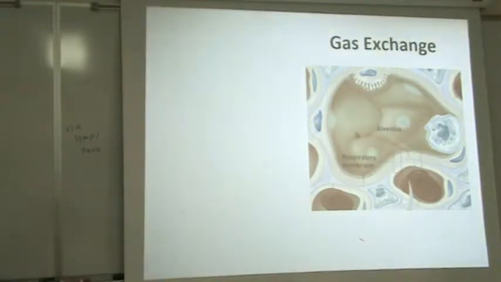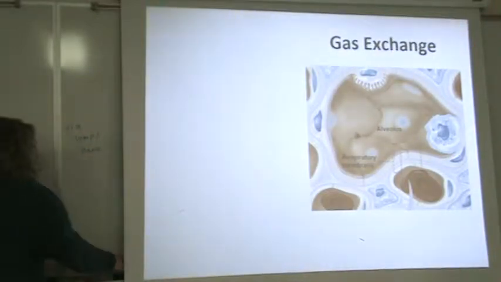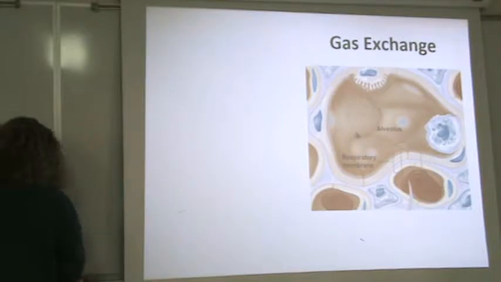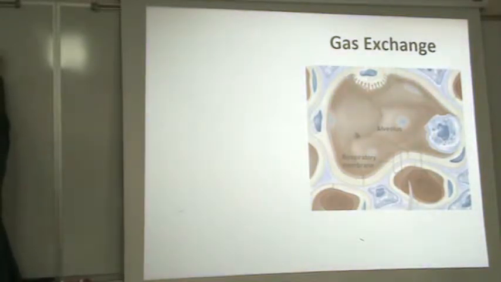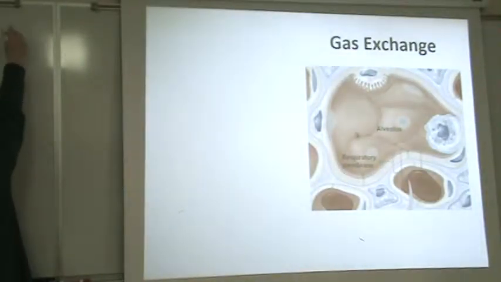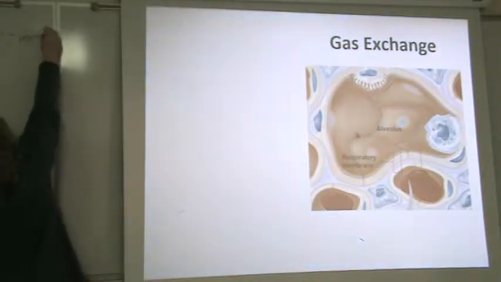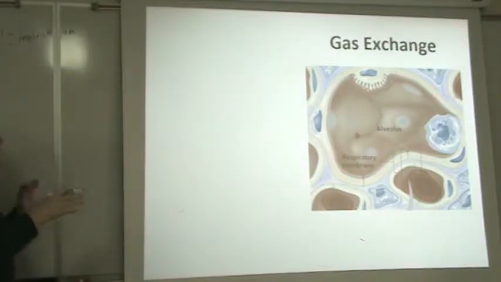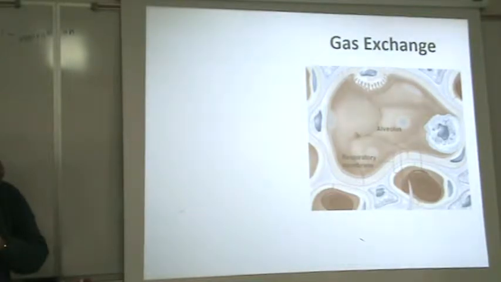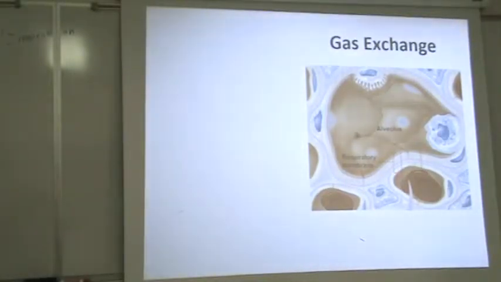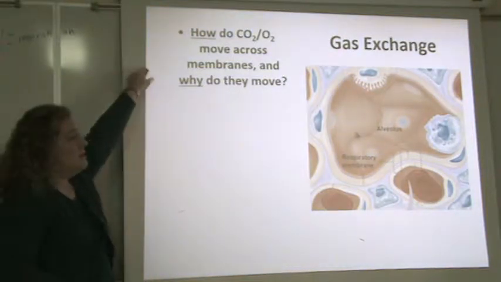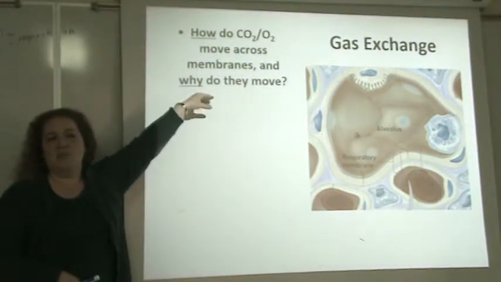Okay, now we get into the most important part of today, which is about gas exchange. So this next section is going to be talking about the functions of the respiratory system which are external and internal respiration, moving gases from blood to tissues and vice versa. That's gas exchange. So gas exchange is getting oxygen and CO2 across membranes and talking about why are they moving in the direction that they're moving.